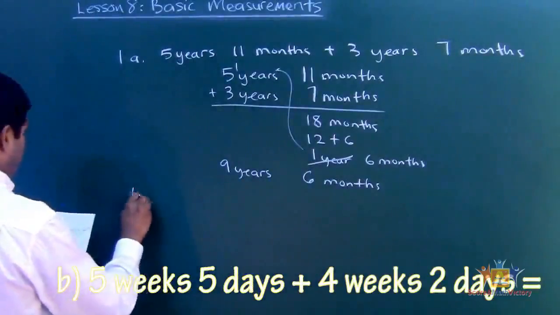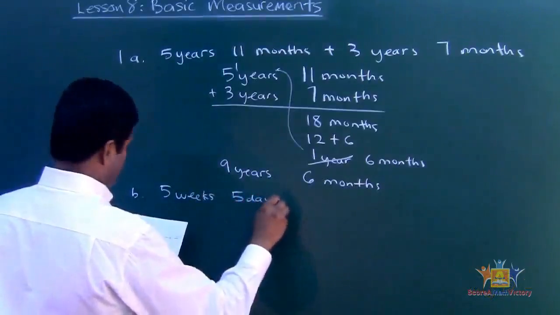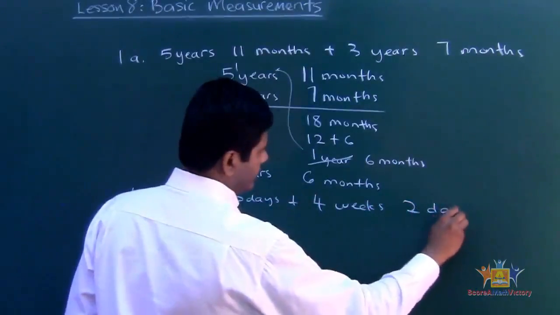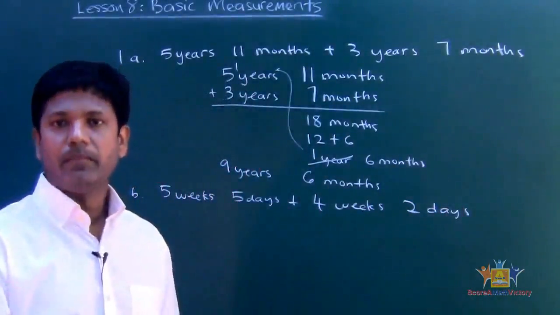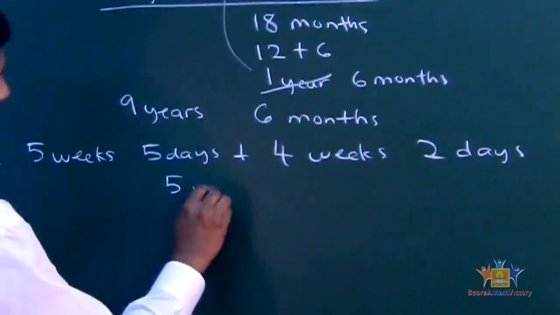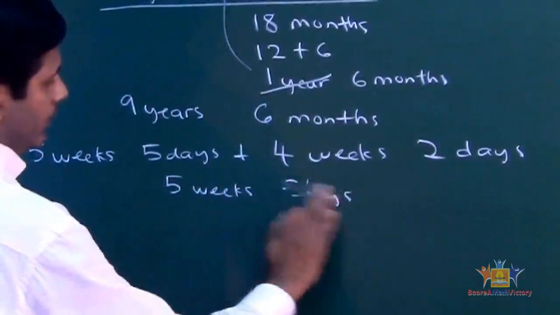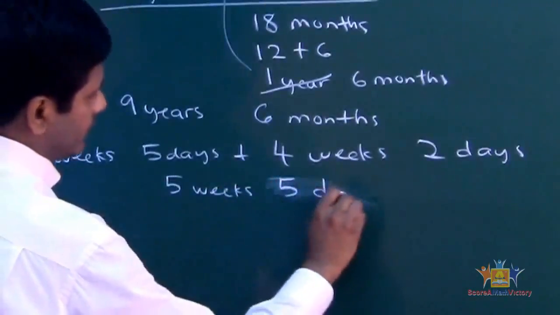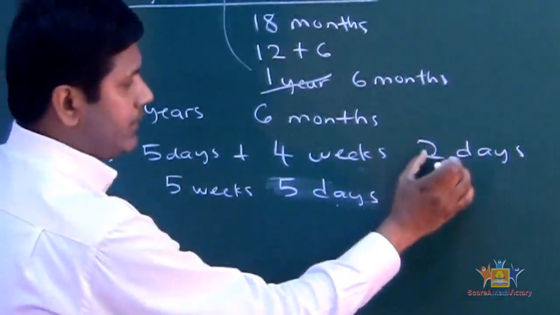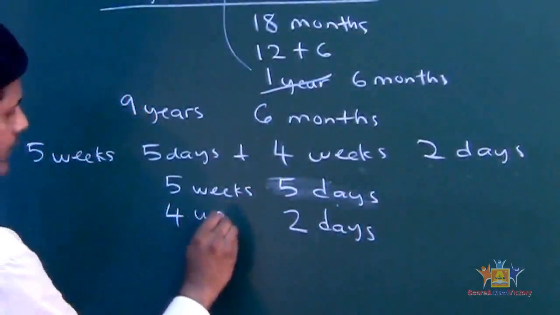Now B, you're given 5 weeks, 5 days, and you're adding with 4 weeks, 2 days. Again, we line them up, okay? So that's the first step. We're going to bring this one first. We're going to write down 5 weeks and 5 days. And then I'm going to line this one up with this one. Always start from the right, okay? Take the 2 days, and I'm going to put 2 days, and then put the 4 weeks.